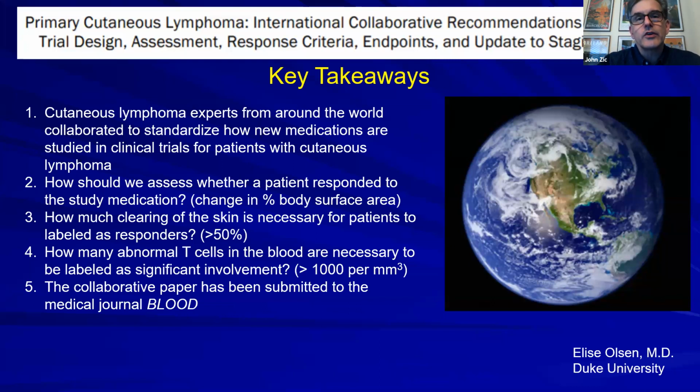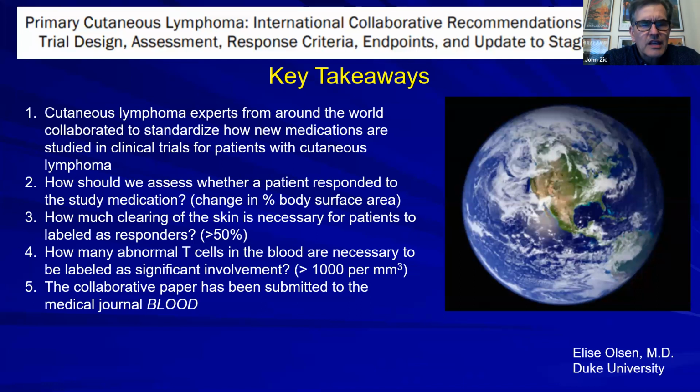However, in terms of skin involvement, what the group came to as a consensus is that we need to continue to look at the change in the percent body surface area involved with the cutaneous lymphoma. And this includes both the cutaneous T-cell lymphomas and the cutaneous B-cell lymphomas. Another question that we were trying to answer in this paper was how much clearing of the skin is necessary for patients to be labeled as responders.